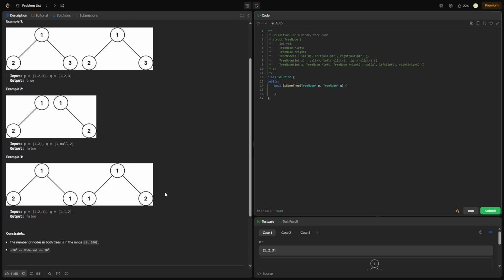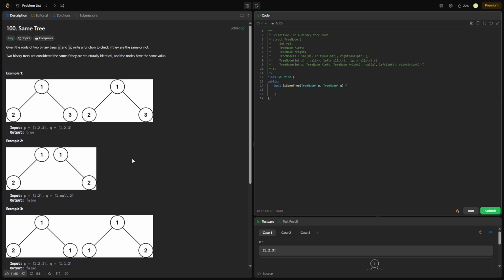Here, for example, structurally these two trees are the same, but the actual values are not the same, right? When we go left, we get a 2 here and a 1 here, okay? So they need to be structurally identical, but also have the same value, okay? So the way we're going to solve this problem is basically to do it recursively.